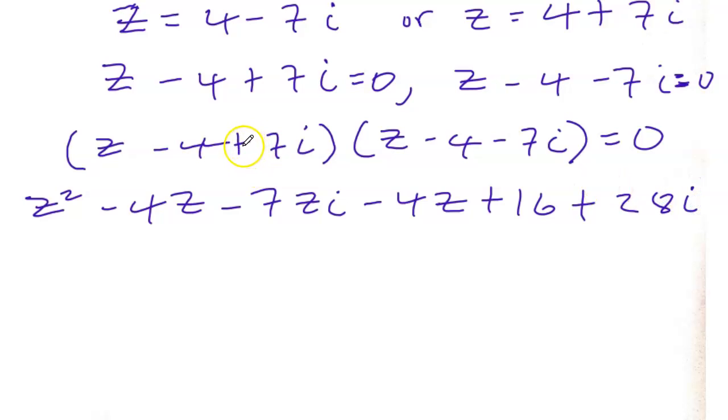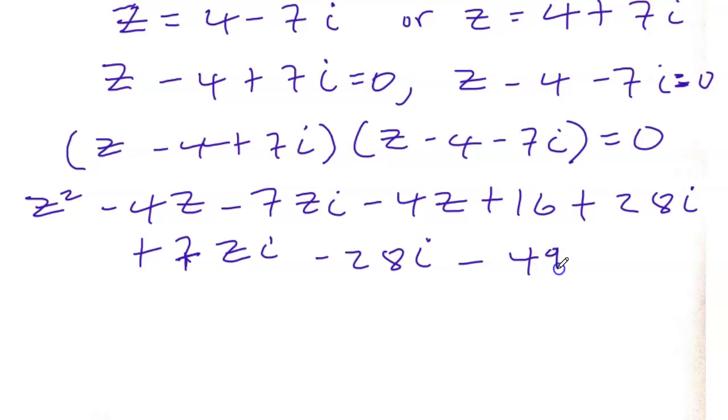Then I do the same thing with the 7i. So 7i times z, that's positive 7zi. And then 7i times minus 4, that's minus 28i. And 7i times minus 7i, that's minus 49 i squared. And that is equal to 0.